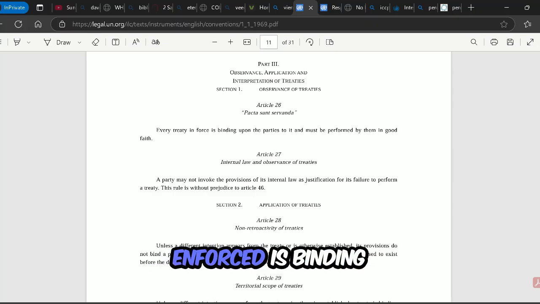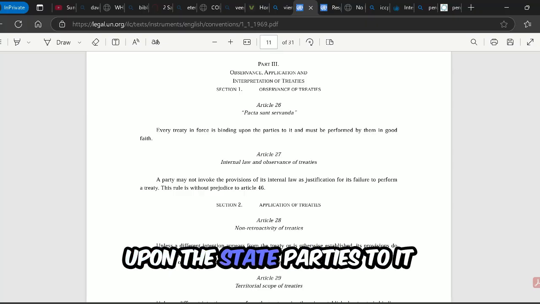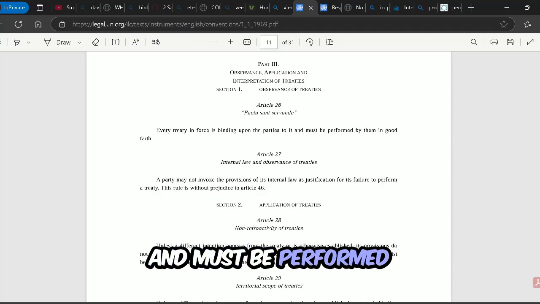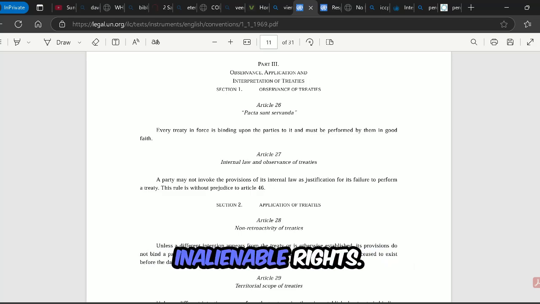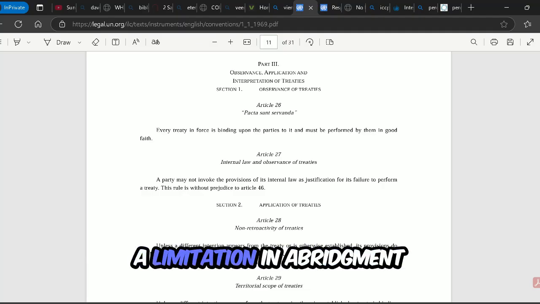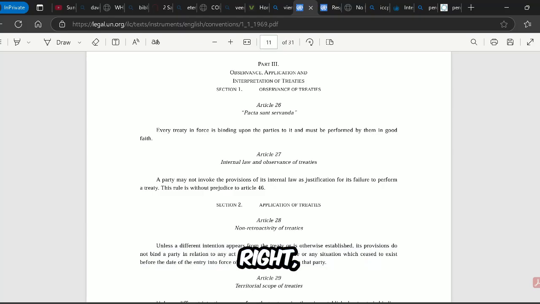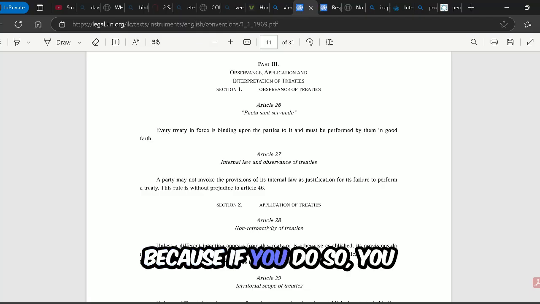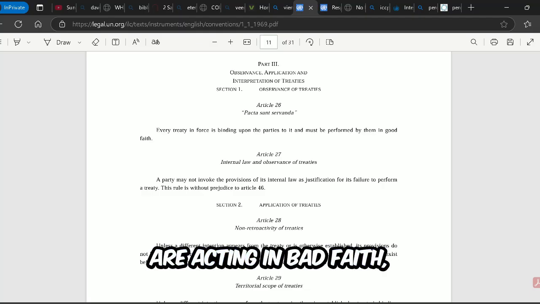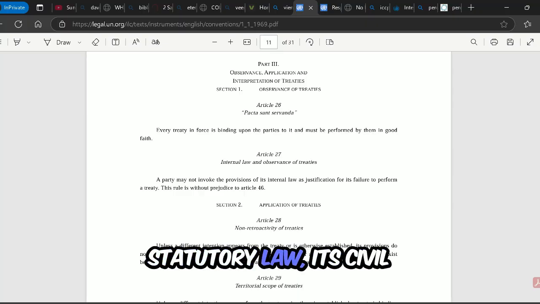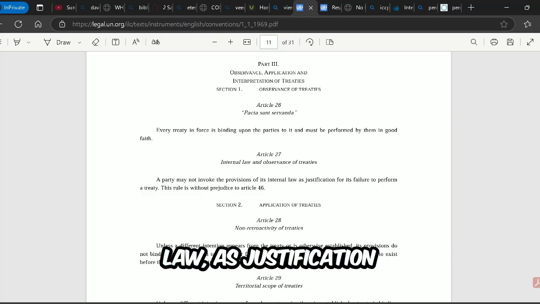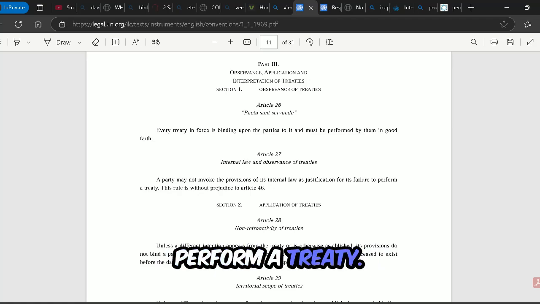Every treaty in force is binding upon the state parties to it and must be performed by them in good faith. Good faith. You cannot deny inalienable rights. You cannot place a limitation and abridgment upon an absolute right, upon a peremptory norm. Because if you do so, you are acting in bad faith, not good faith. Article 27. A party may not invoke the provisions of its internal law, its domestic law, its statutory law, its civil law as justification for its failure to perform a treaty.